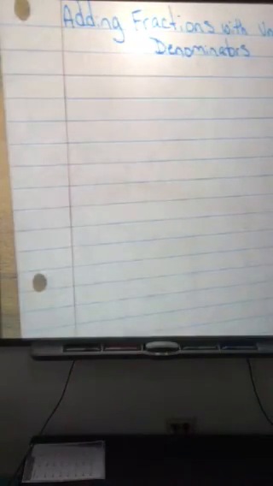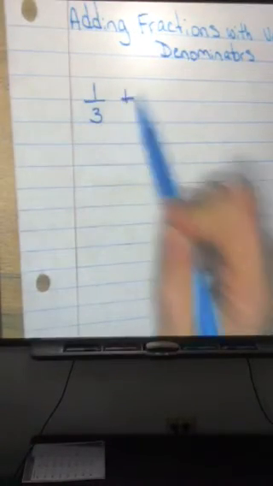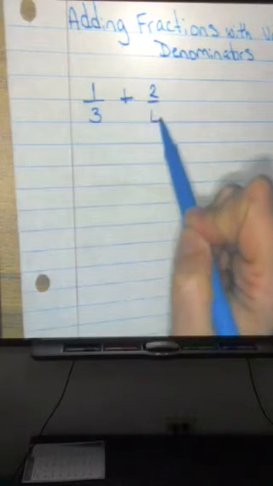If you'll get out your page from your math book, page 389, number 9. I'm going to show you how to do this. I'm going to just step over here to my desk. And like I said, we're going to work on number 9, adding 1/3 plus 2/6. Apples and oranges, okay?